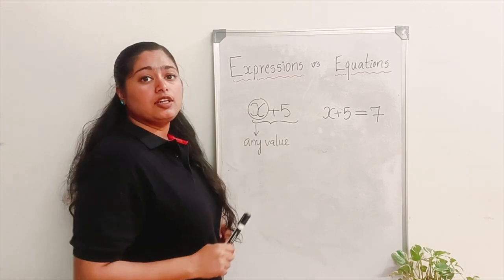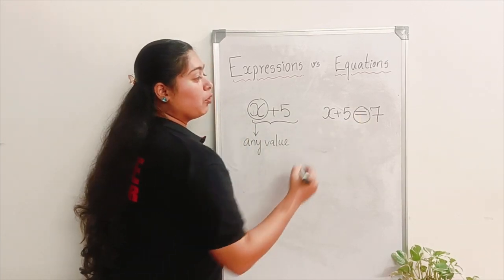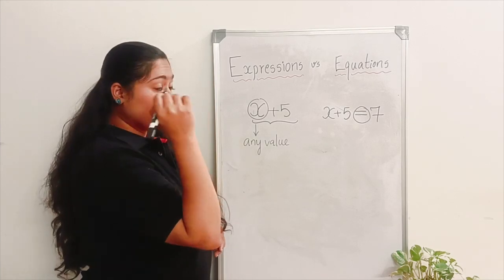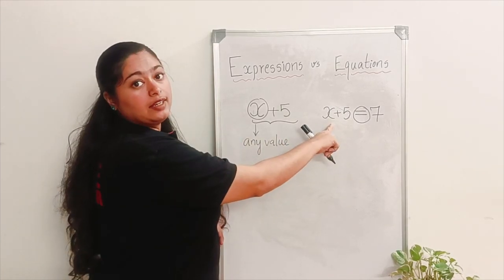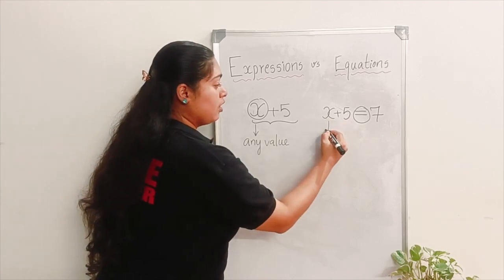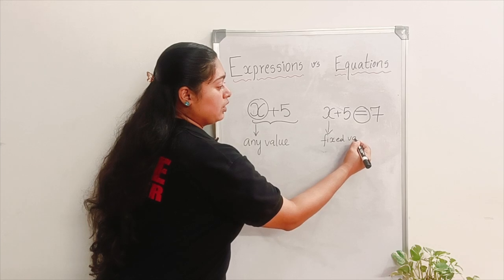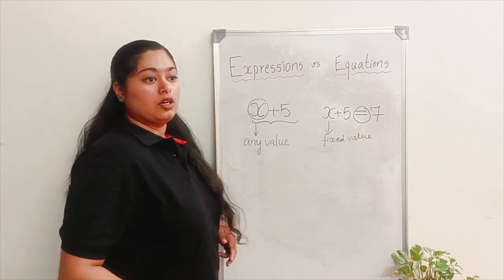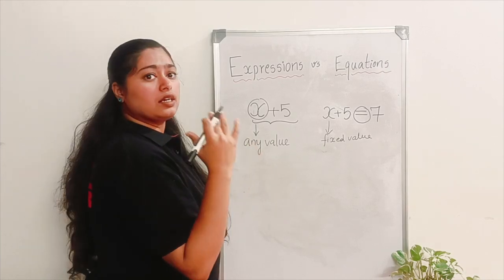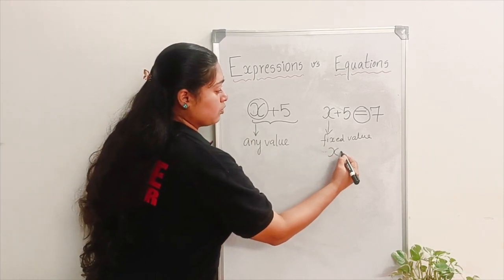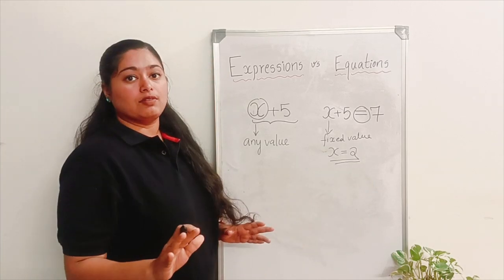Expressions never have an equal to symbol in them, but equations always have this important guy over here. And because of this guy, I cannot say that x will have any value. No, x has a fixed value. Then only the equation becomes true. x plus 5 equal to 7 correctly gives us an answer that x is equal to 2, and in this case x can have no other values other than 2.